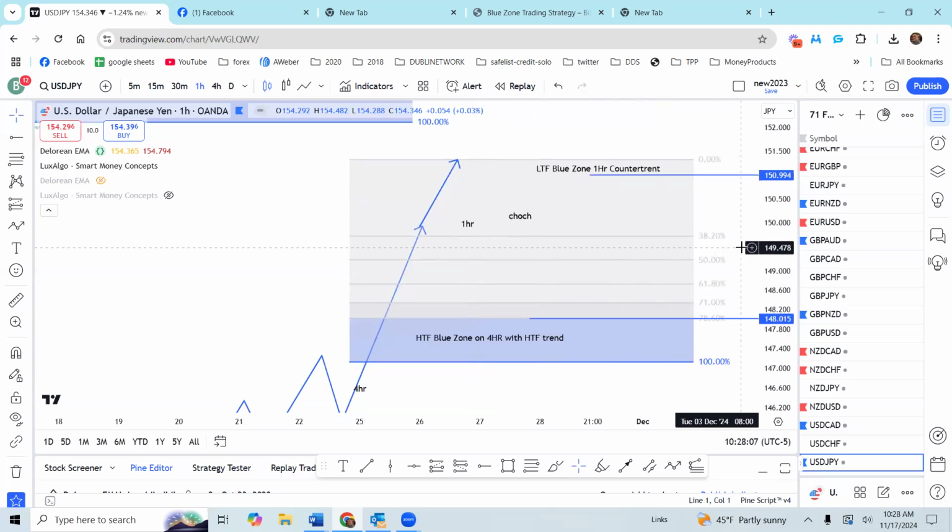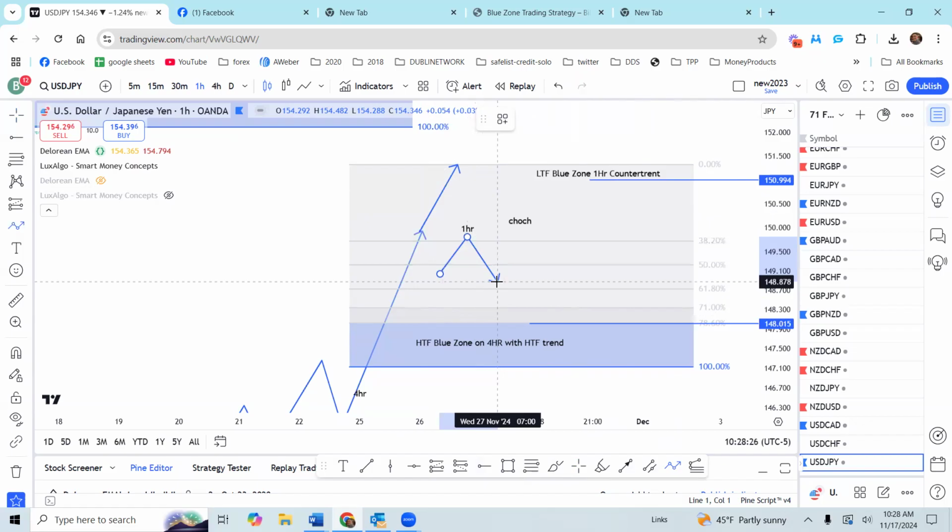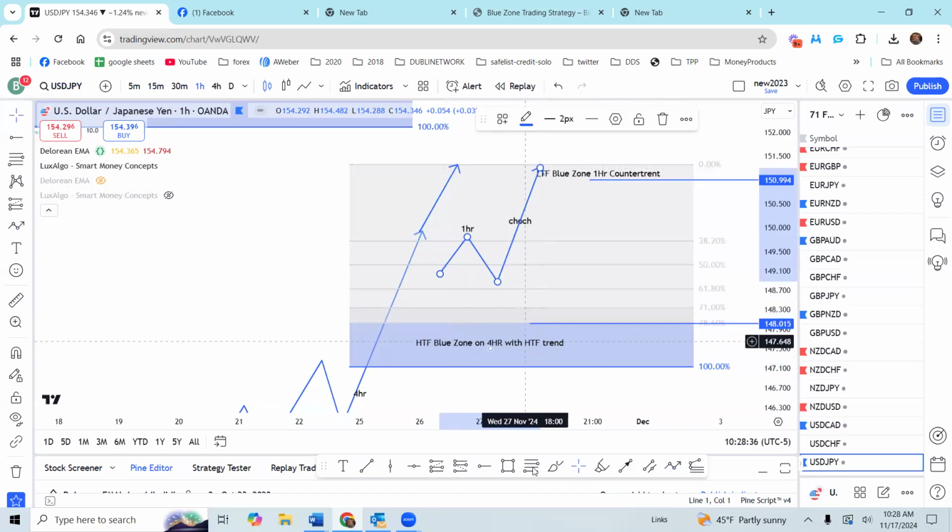But that's one way to put it, right? Okay, maybe what happens is on your lower time frame, you don't really have a good area where you have a change of character, right? Maybe your change of character is all the way down here. And then as price moves up here, your change of character is all the way down here, right?